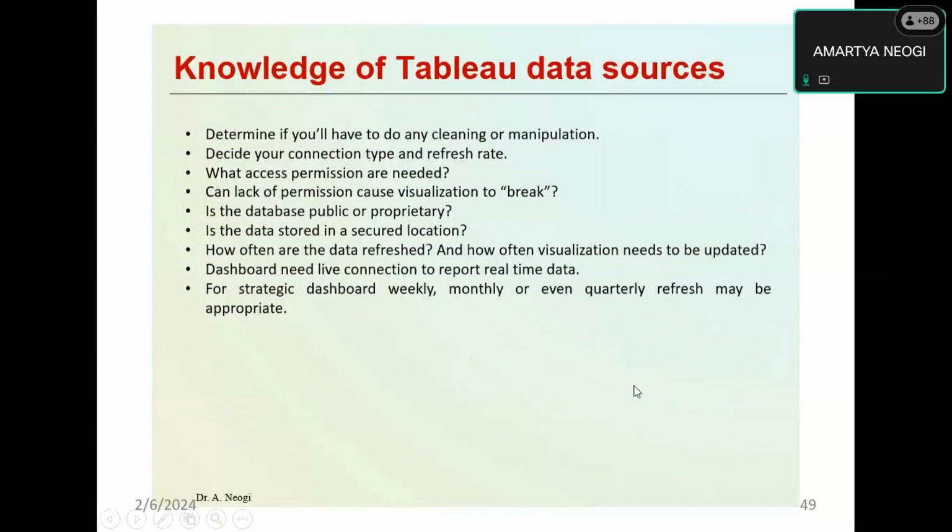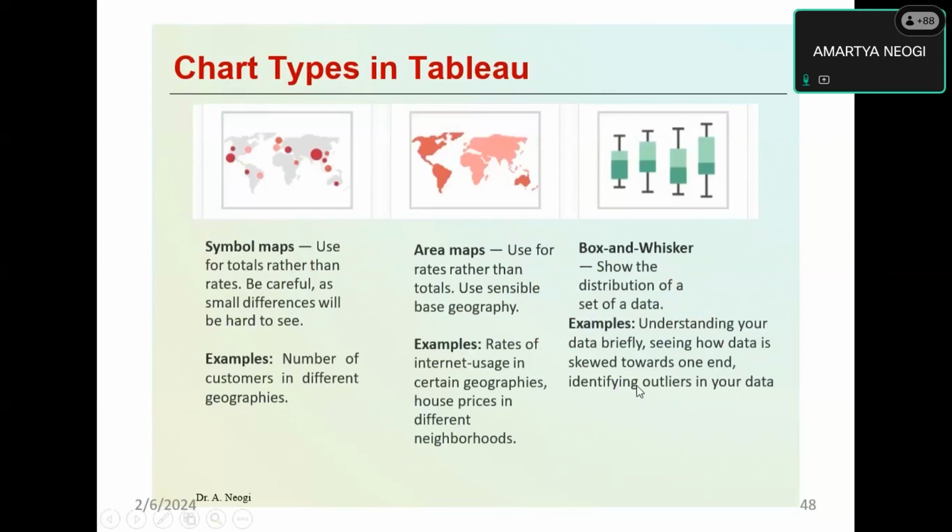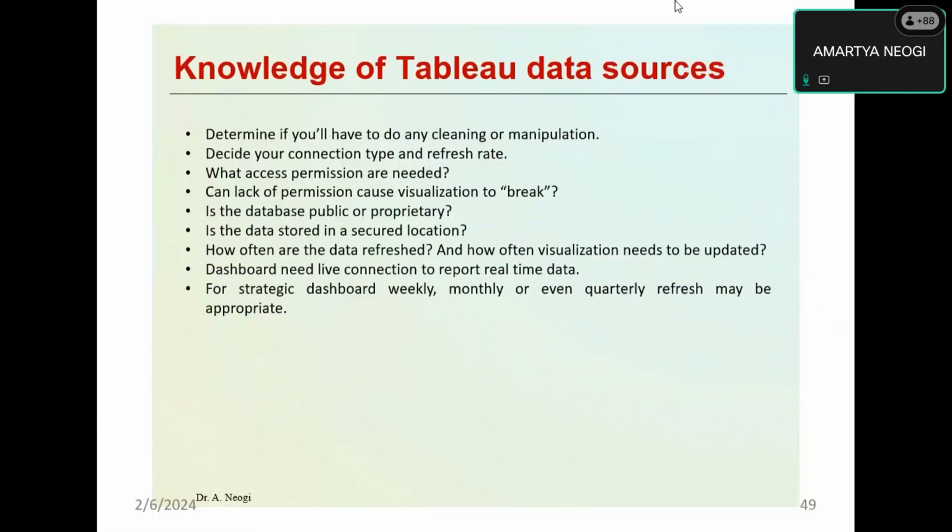So positively skewed, negatively skewed distribution that we can find out using box and whisker chart. Now, knowledge of Tableau data source, that means determine if any cleaning is required at the beginning, because whenever we collect raw data, sometimes some data field may be null or a missing value is there. That cleaning part is required. So first of all, we have to check in Tableau whether cleaning is required or not.